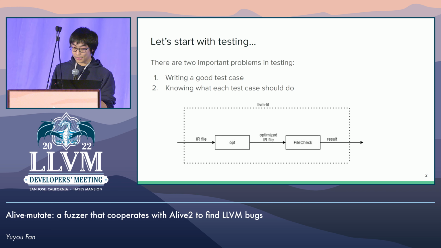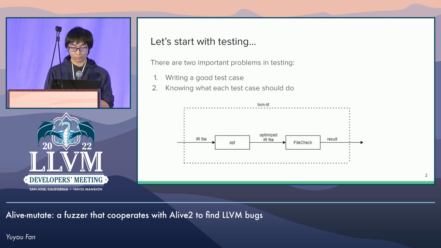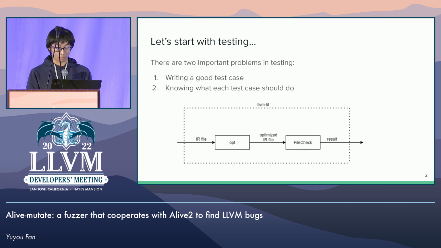The diagram below is a typical workflow of LLVM lit. It starts with an IR file, sends it into opt, and opt generates an optimized file, sends it to FileCheck, and FileCheck returns a result. Let's start with a real example.